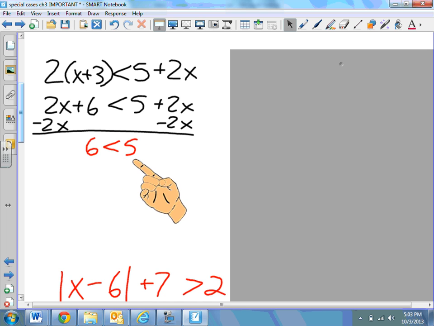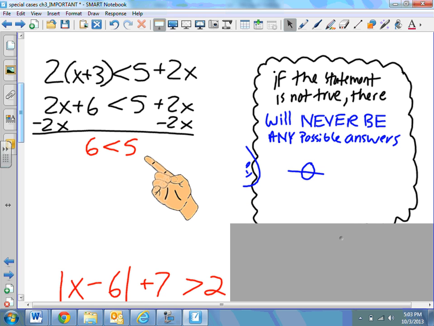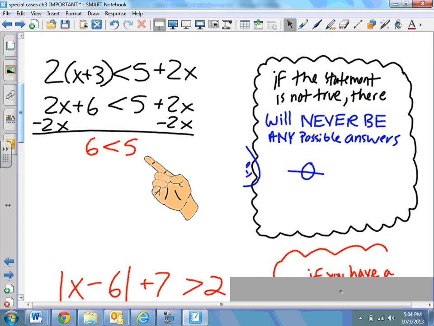And so I'm reading it now. Is 6 less than 5? No, it's not. No, this is not true. That means because this statement is not true, this thing's never going to have any answers. So look what I wrote over here in my bubble. If the statement is not true, there will never be any possible answers. So there's no real number, no answer, no solutions, okay? On a test, it'll say no solutions, likely. Let's move on.